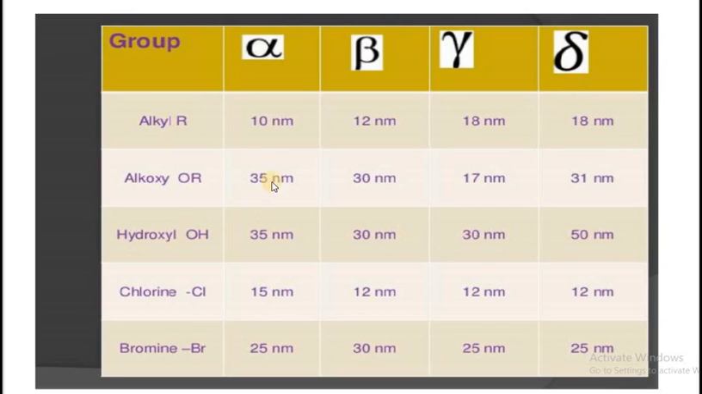So different positions have different values for different groups. This we have to remember, the values, so that we can easily calculate the lambda maximum value, because the calculation of lambda maximum value is very important and it usually comes in the paper.